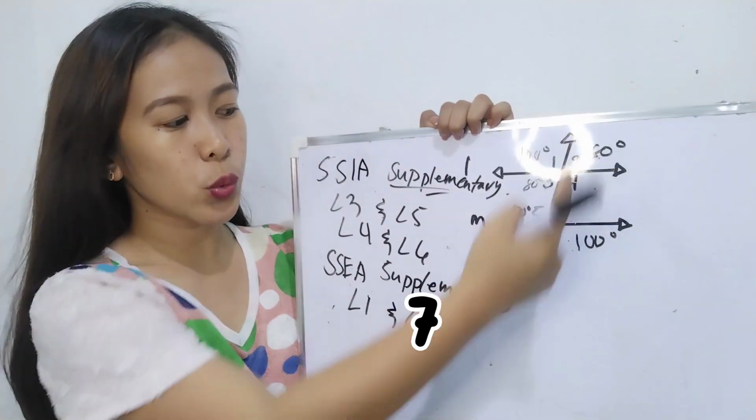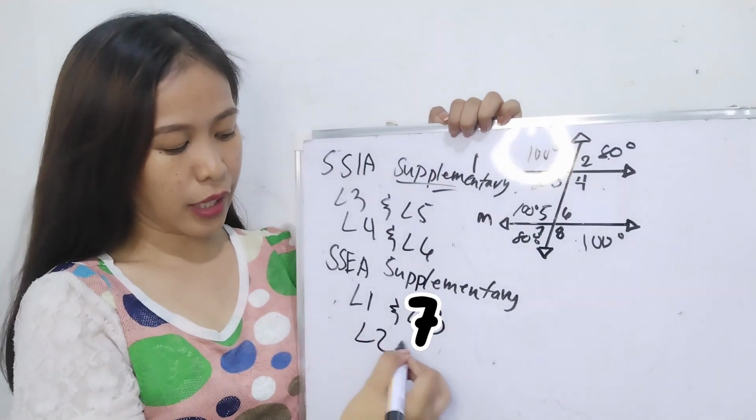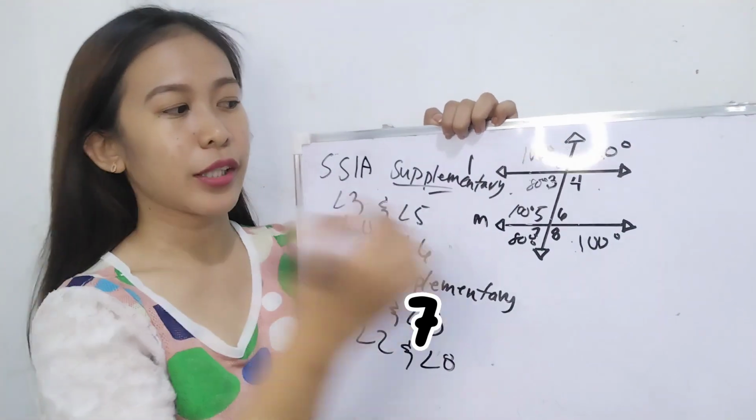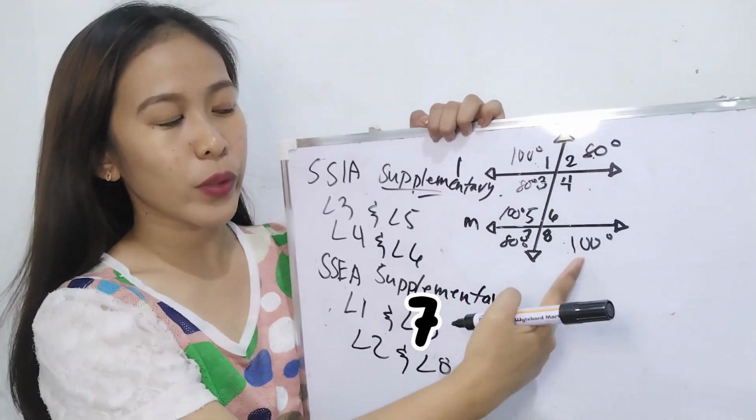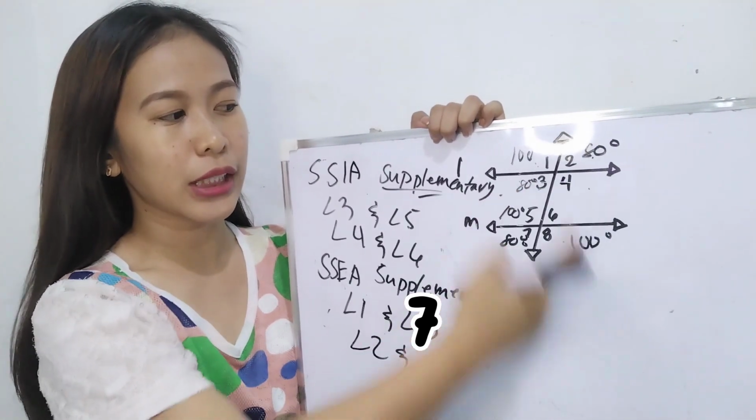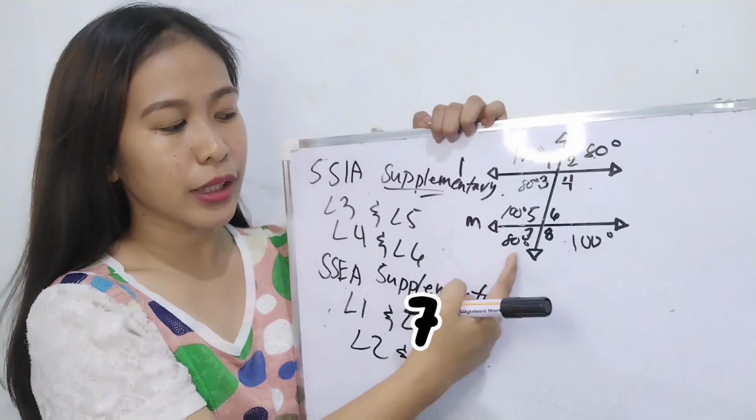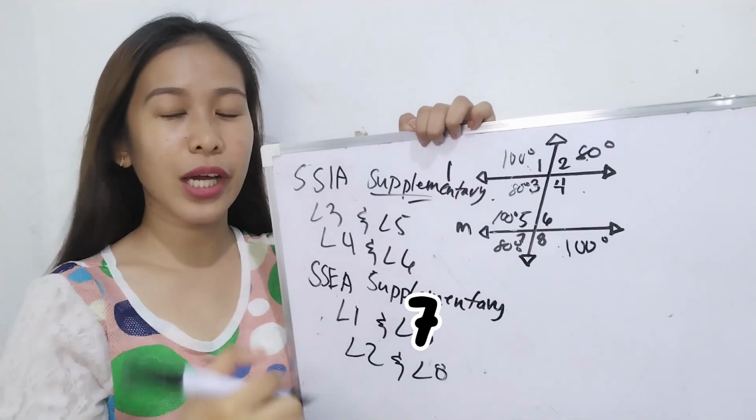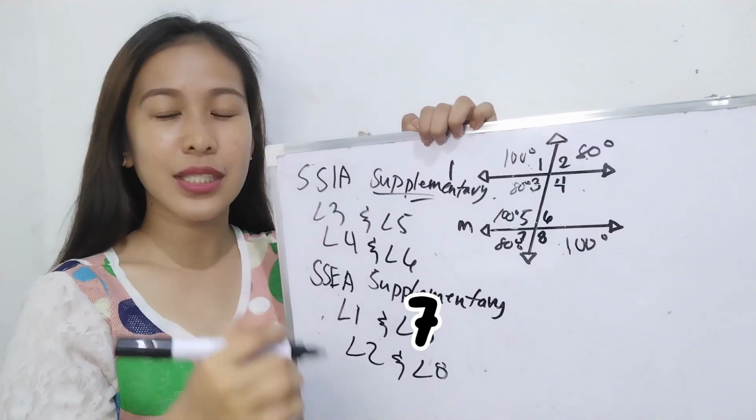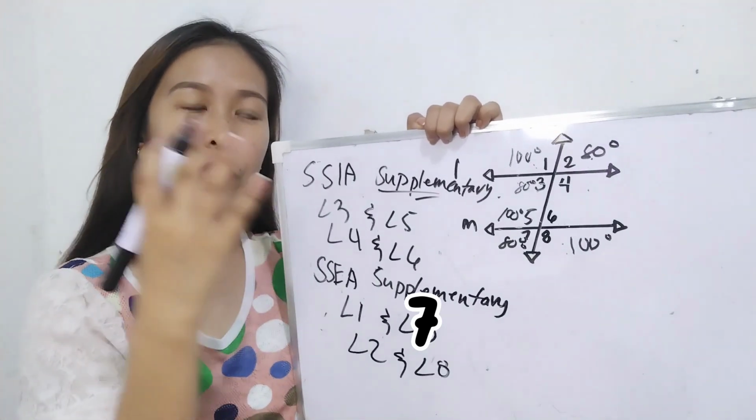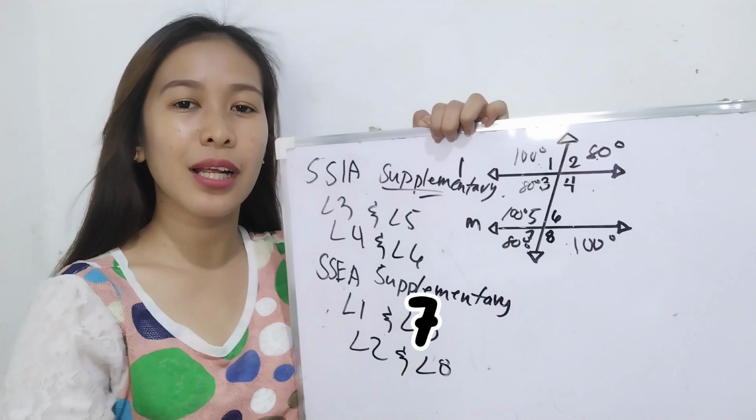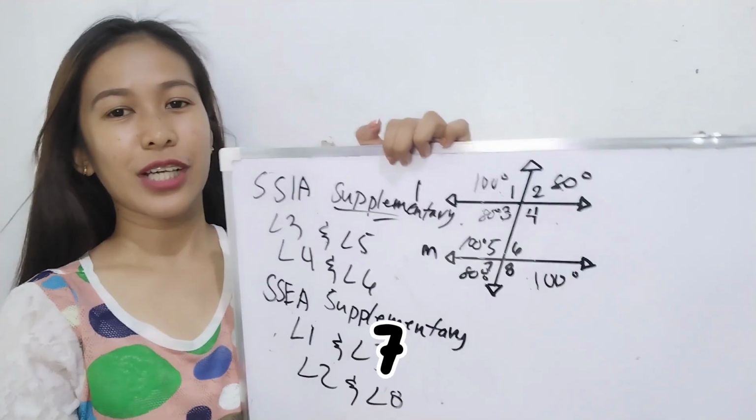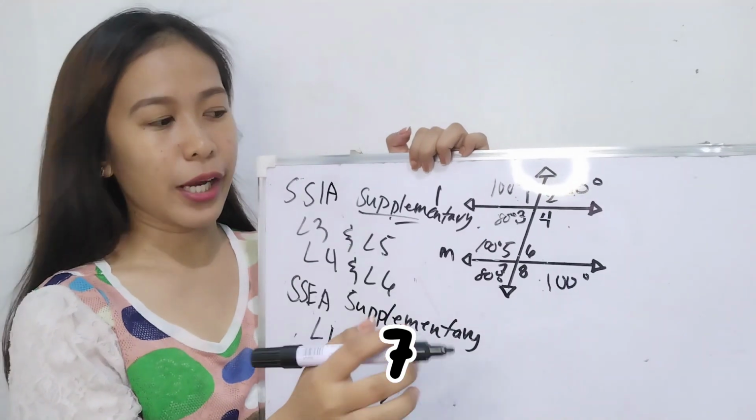Okay? Next, angle 2 and angle 8. Ayan. So, they are also supplementary. And as you can see, 80 plus 100, that is 180. 100 plus 80, that is 180. And ganun lang kasimple yung mga conditions and theorems and postulates under the parallel lines cut by a transversal line. So, ganun lang siya kasimple.